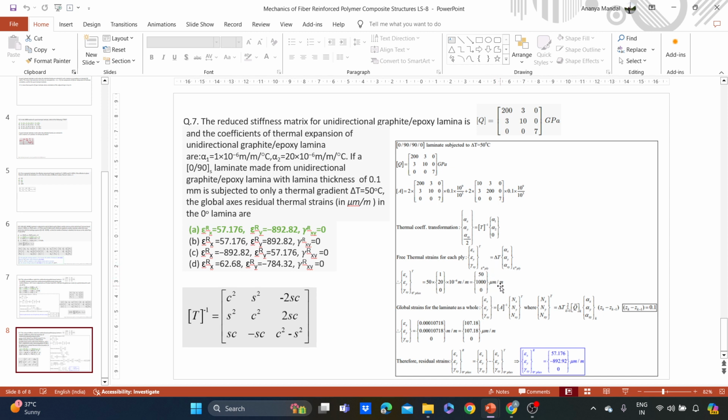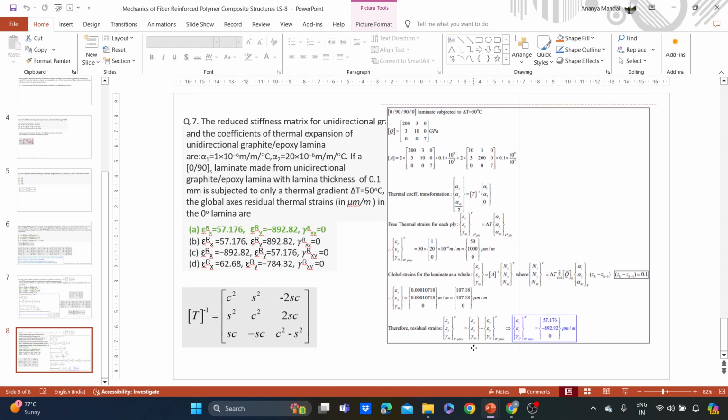From that, there is an equation to find the strain of the whole laminate. In this equation, the thermal load is equal to delta T times the summation of the reduced stiffness matrix multiplied by the thermal expansion. This is a separate equation only for thermal expansion. From that you will get the strains because of thermal expansion, and then the residual strain is what they have asked in this question.